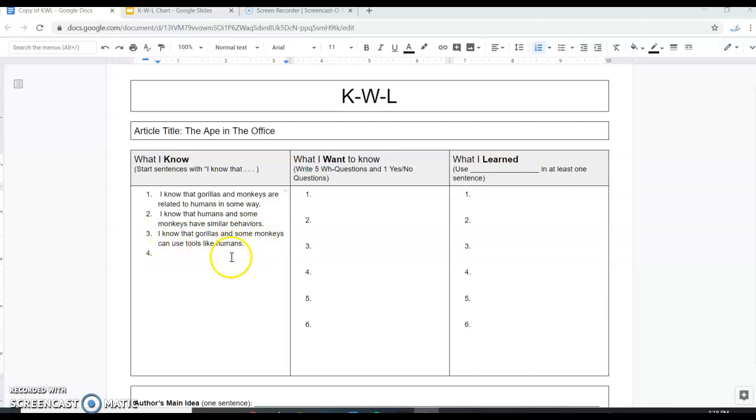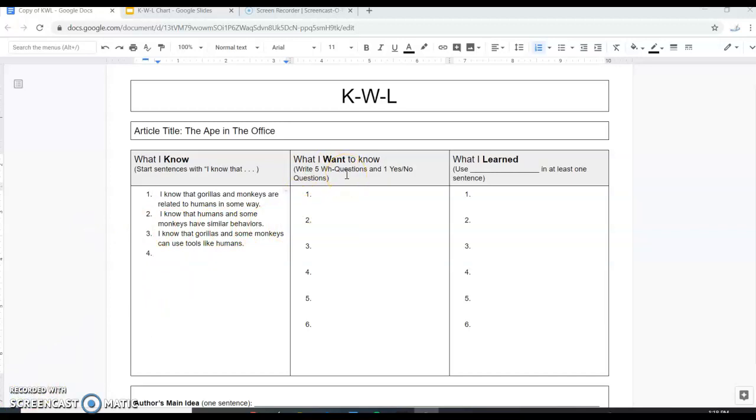So we're just writing down anything we know about this topic, or the topic we guessed the reading is going to be about. Of course, you can do more than just three. You should write as much as you know about this topic or what you think this topic is going to be about. Next, we'll fill in what I want to know.